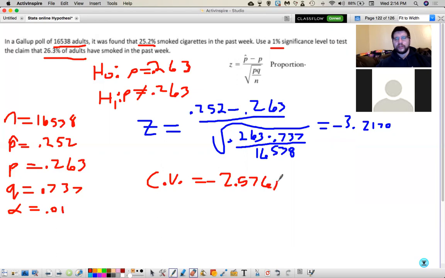So it's a two tail, we also have positive 2.576. We got both of them. Those are our critical values since it's a two tail. Not equal to makes it a two tail. Two critical values. If we sketch it, we're going to see both of our tails shaded.